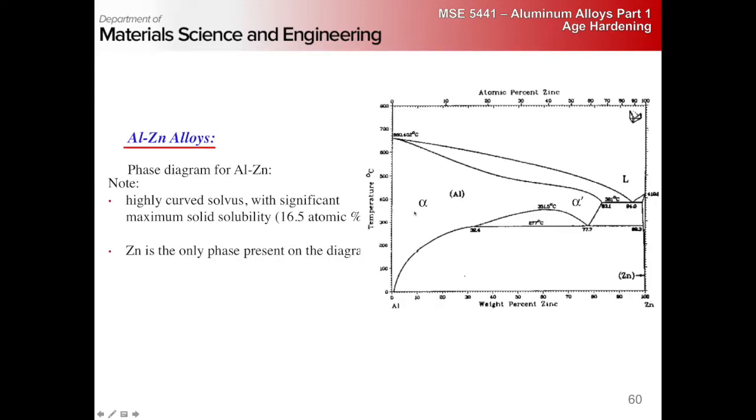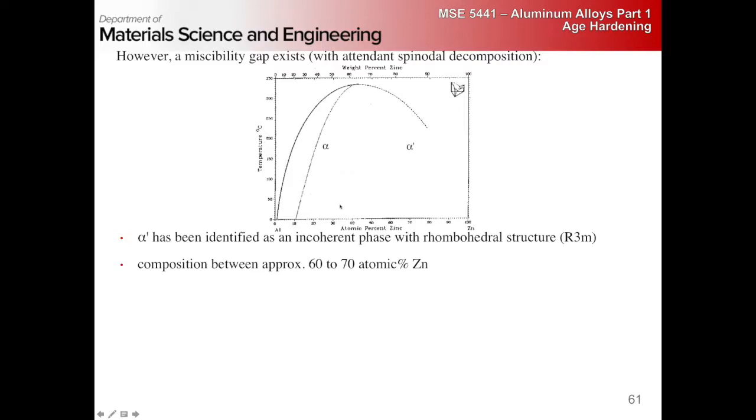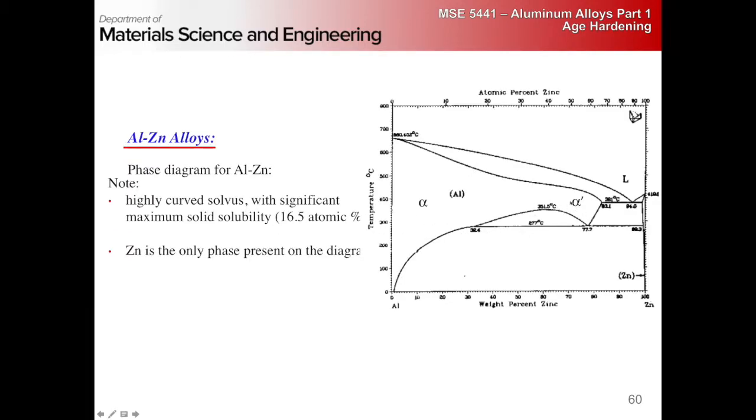Right, but we do have something odd here, right? We've got alpha and alpha prime. What's going on with this region here? This is actually a miscibility gap, and then we have a spinodal decomposition, and the alpha prime phase is actually an incoherent phase with a rhombohedral structure, and it starts to occur within this range of 60 to 70% weight percent zinc. Or, sorry, atomic percent up here.